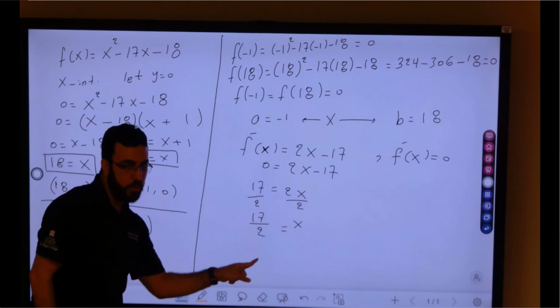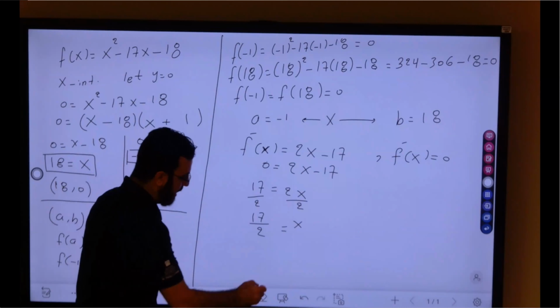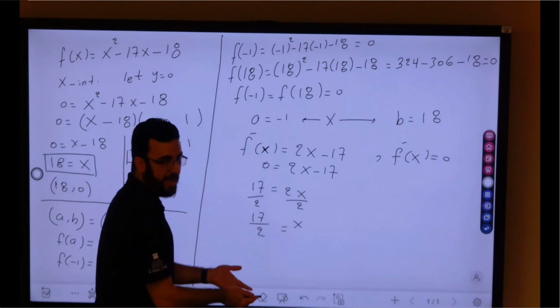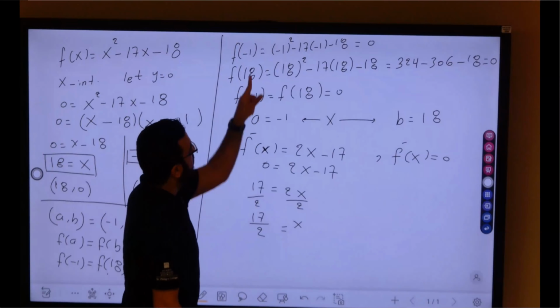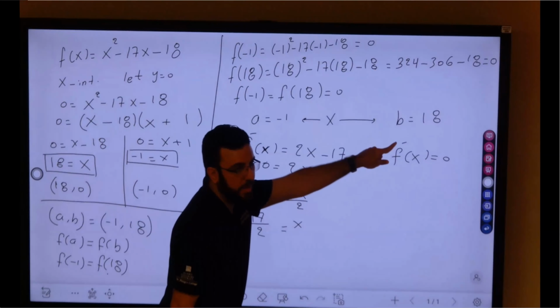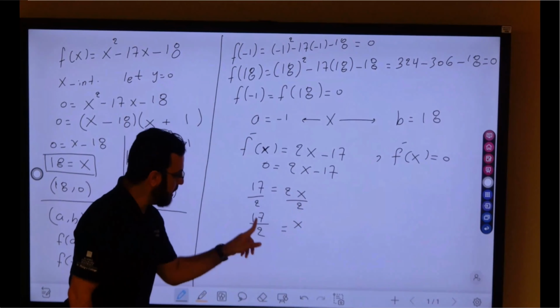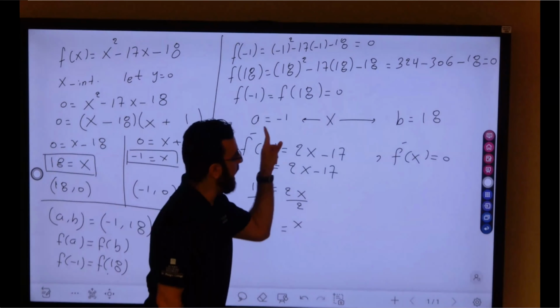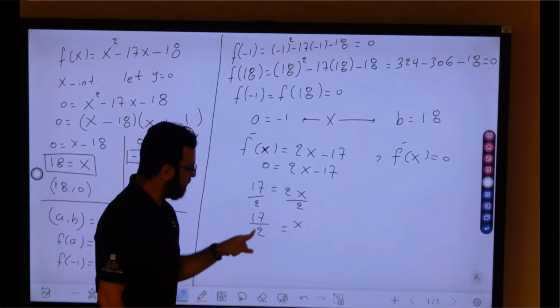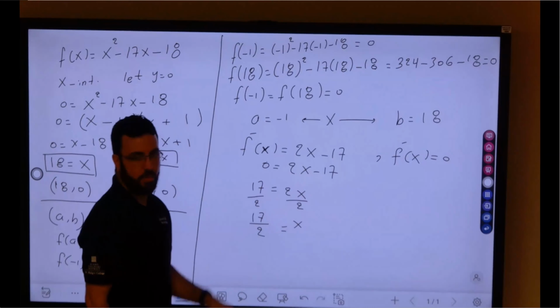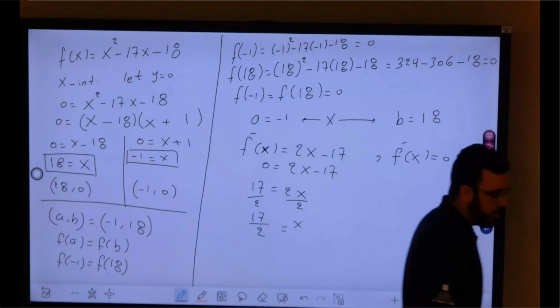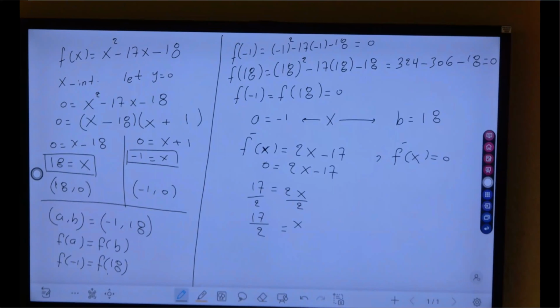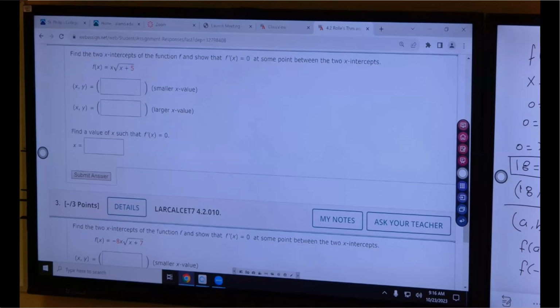17 divided by 2 is almost what? The result is between -1 and 18. That means there is a value of x, which is 17 over 2, between A and B, and the derivative for this value is going to be equal 0. You got it? Just easy steps, you have to take this example and do the same thing.